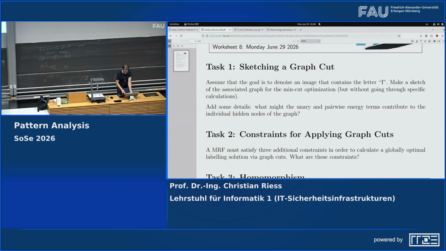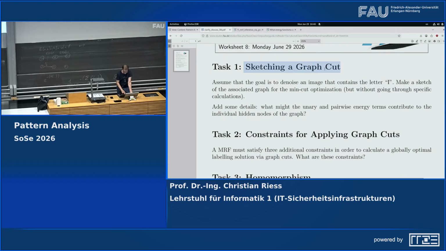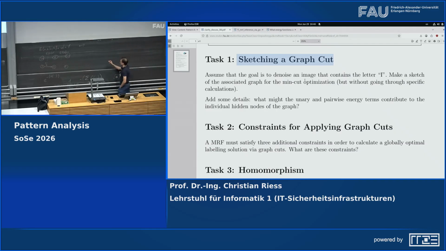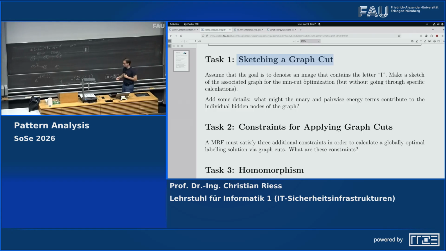So let's draw a bit of a bigger graph. We can simplify this a little bit. What if we have, again, a simple image, with something black in the middle, white in the background, a bit of noise here and there. And the task is to denoise this. What would the graph look like for the whole thing?